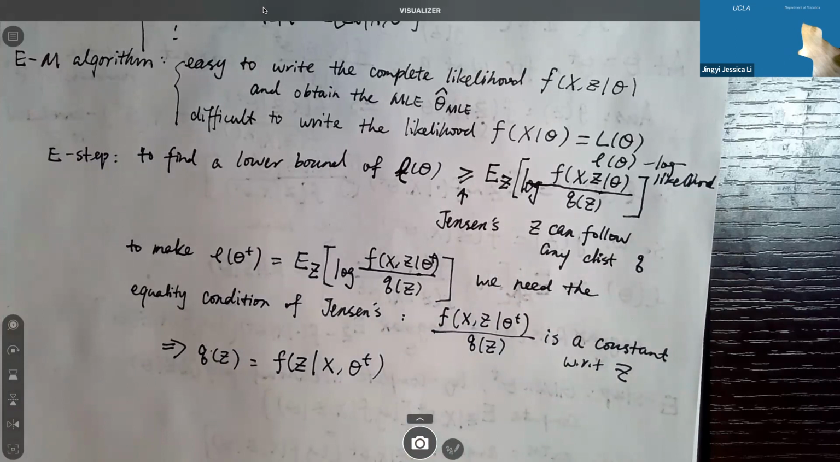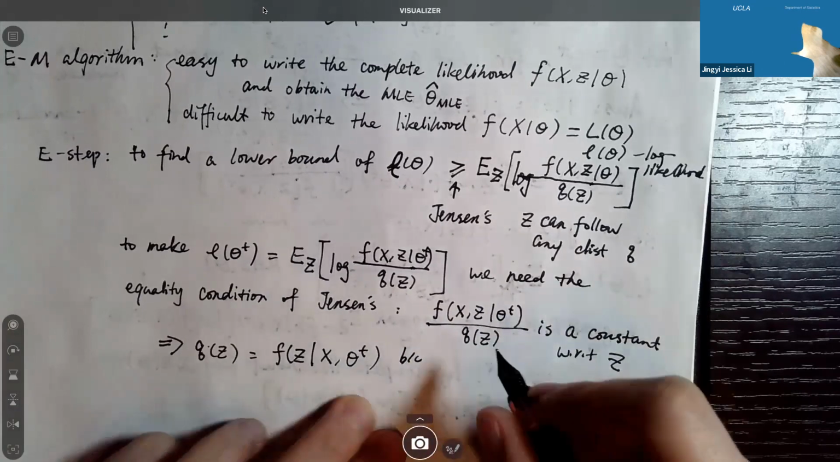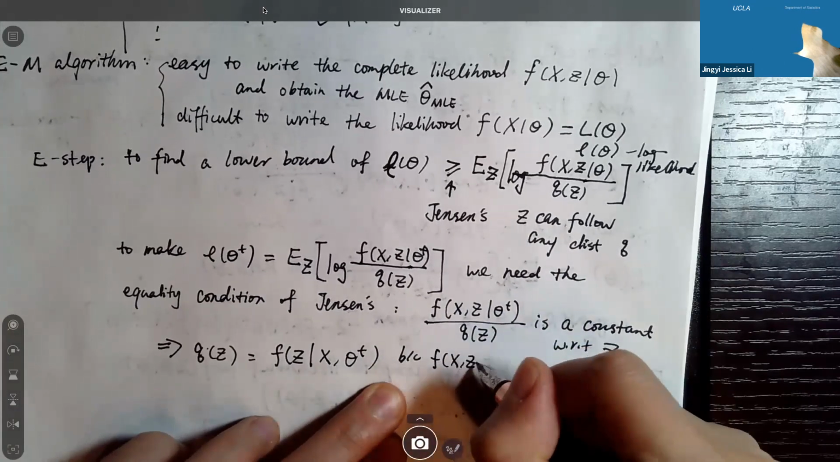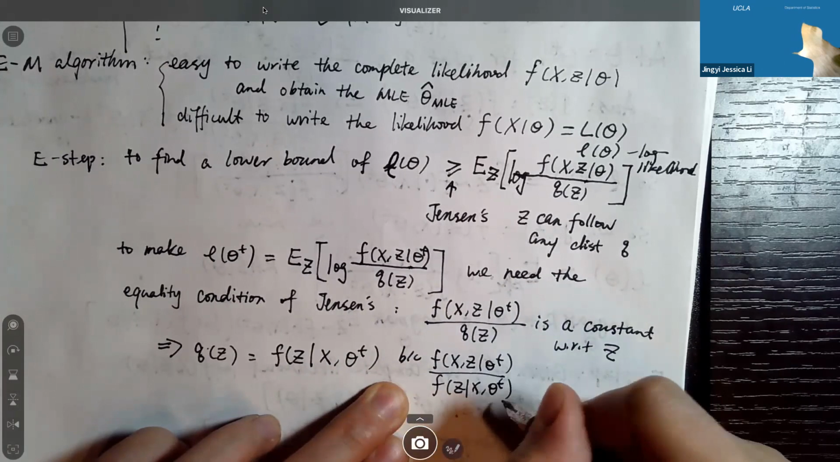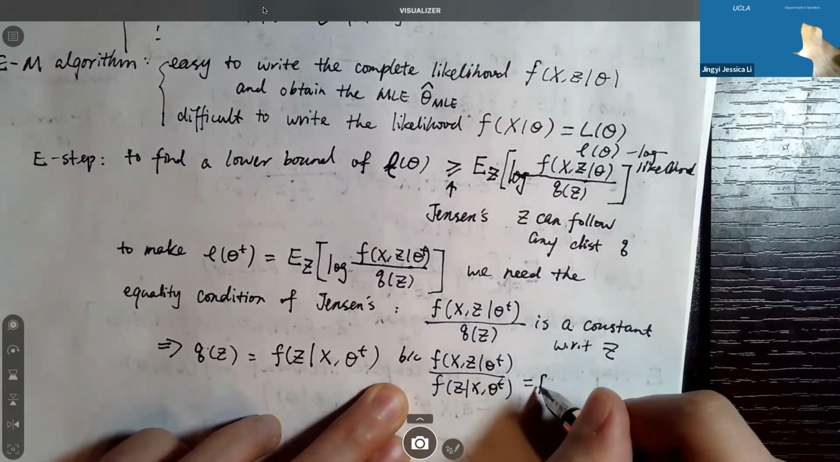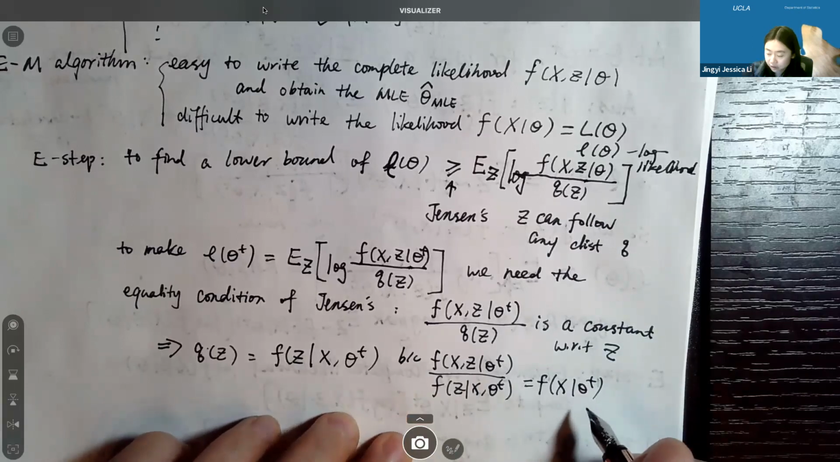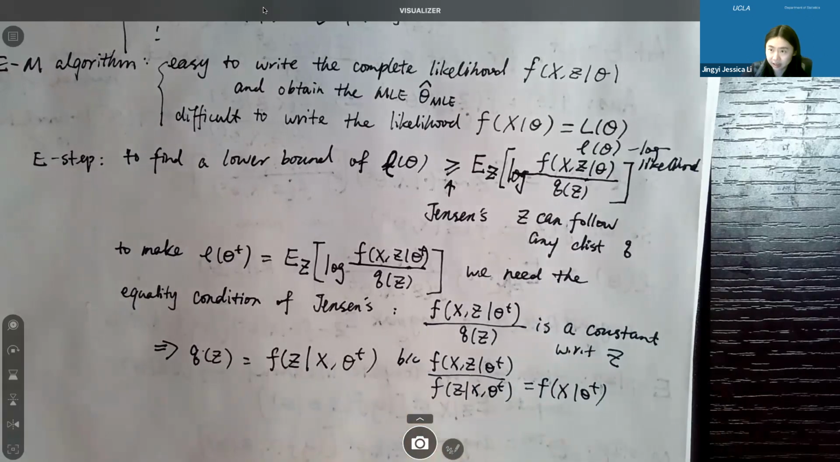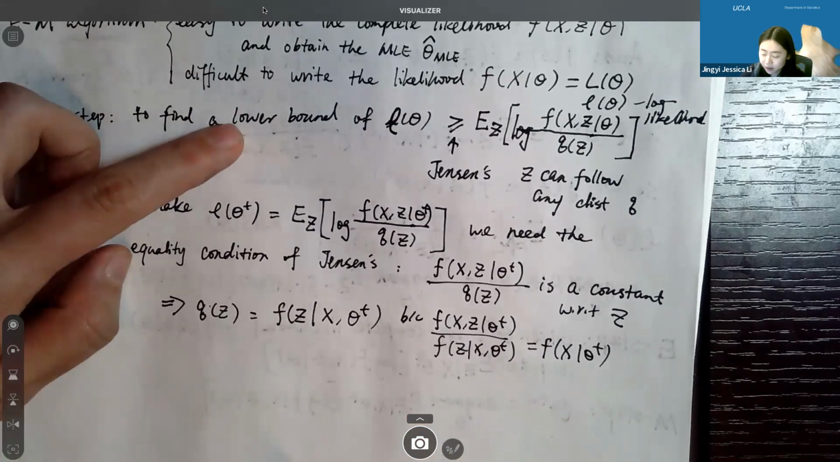The reason is that if you set q(z) to that, then the ratio becomes just f(x) given theta t. So this doesn't involve z anymore, and therefore it's a constant with respect to z. Z is gone.